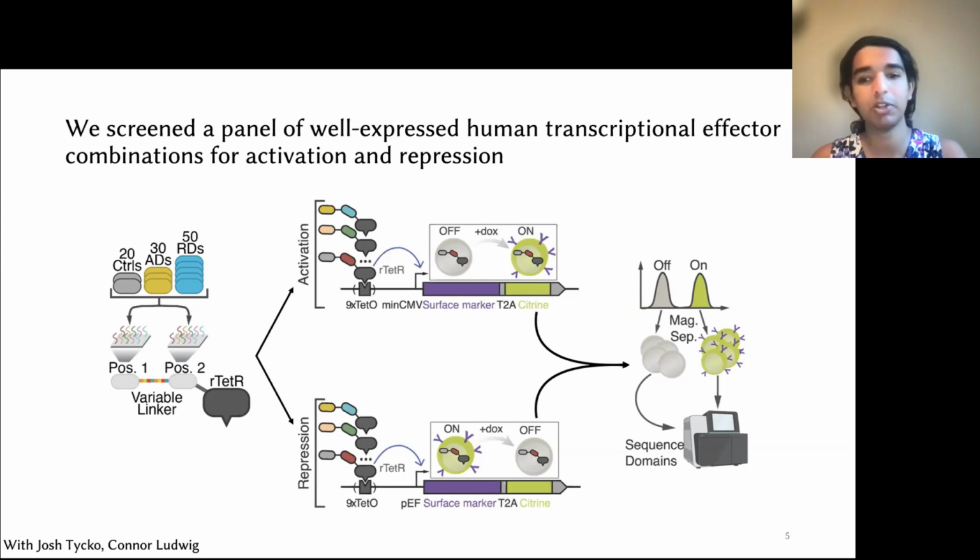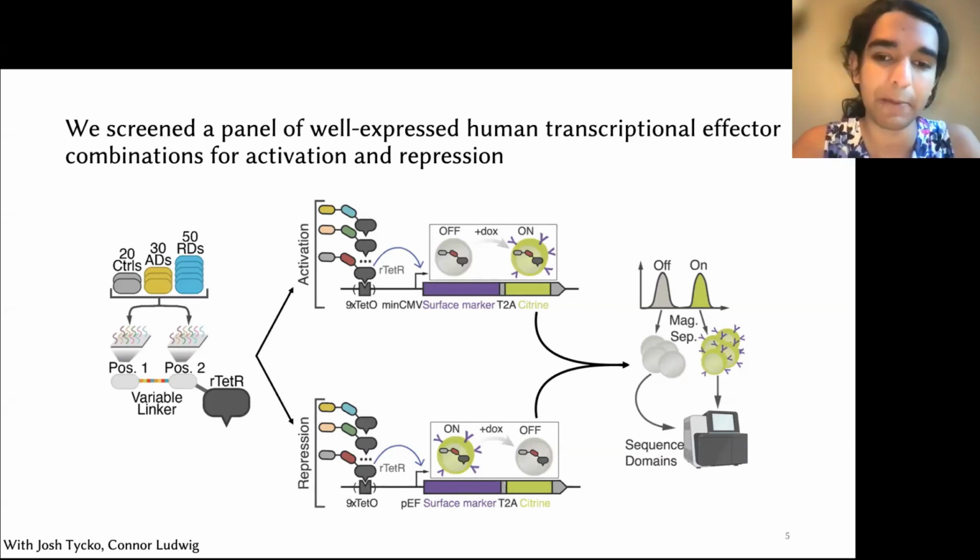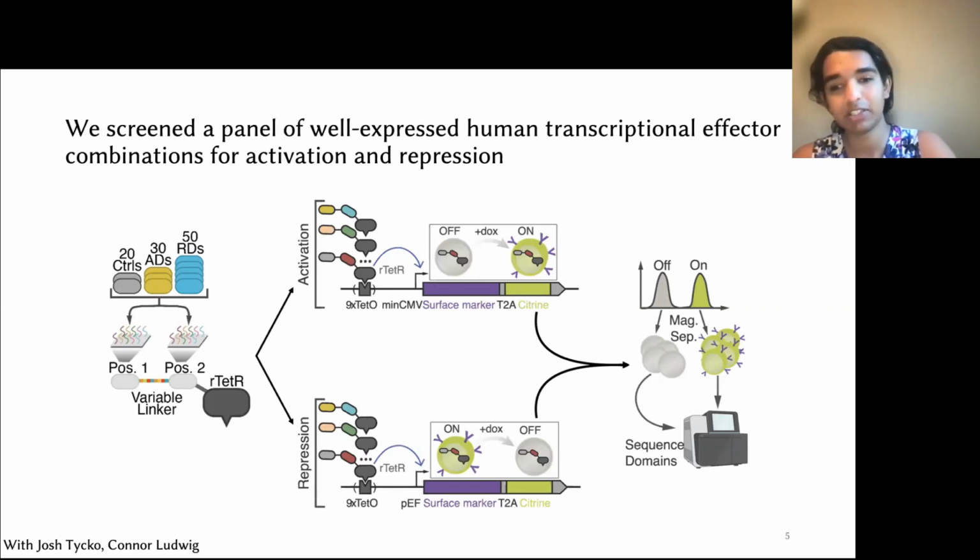And by sequencing which domains are in the on or the off population after some period of recruitment with doxycycline, you can get a sense of whether an effector domain is turning genes on relative to control domains that don't do anything, or turning genes off relative to those, and so on. You can measure activation and repression by more or less just swapping the promoter.